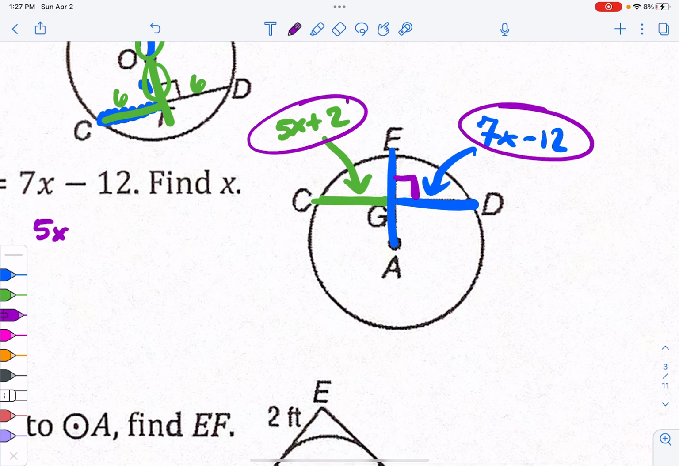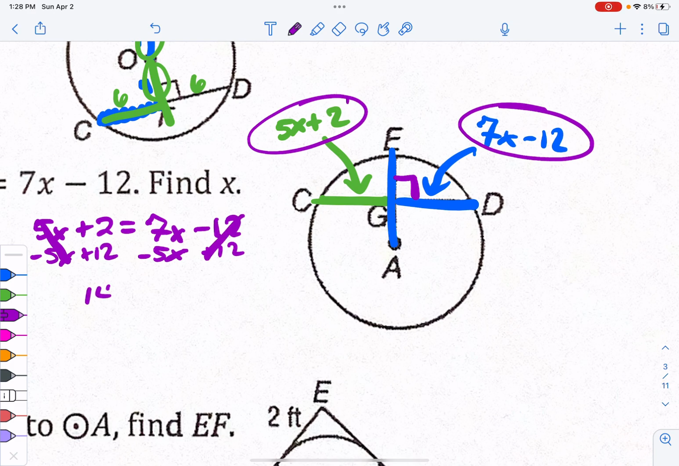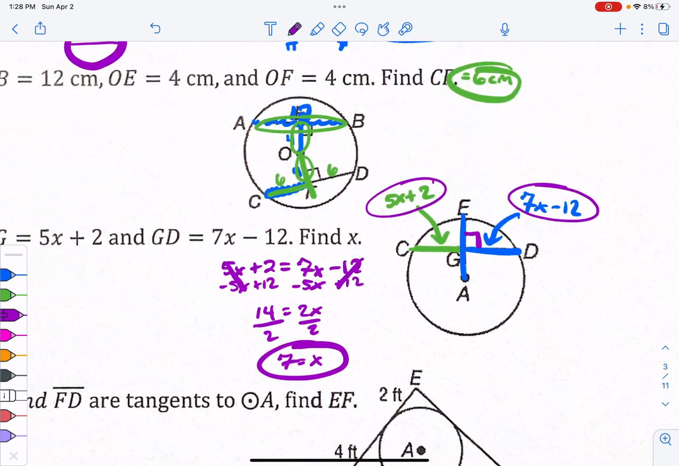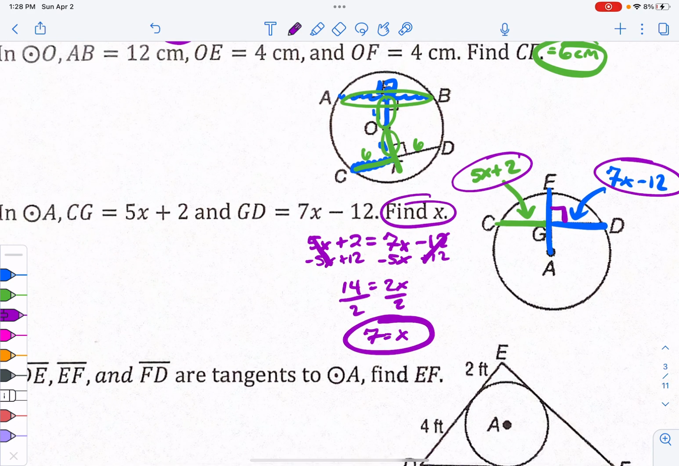So we can just set them equal. 5x plus 2 equals 7x minus 12, and I can subtract the 5x, and I can add the 12, and I get 14 equals 2x, and divide by 2, and all we have to find was x, and it is 7. We don't have to plug anything back in, but always check. Always check to make sure. Find x, that's all that we need to do. We don't have to plug back in and solve.